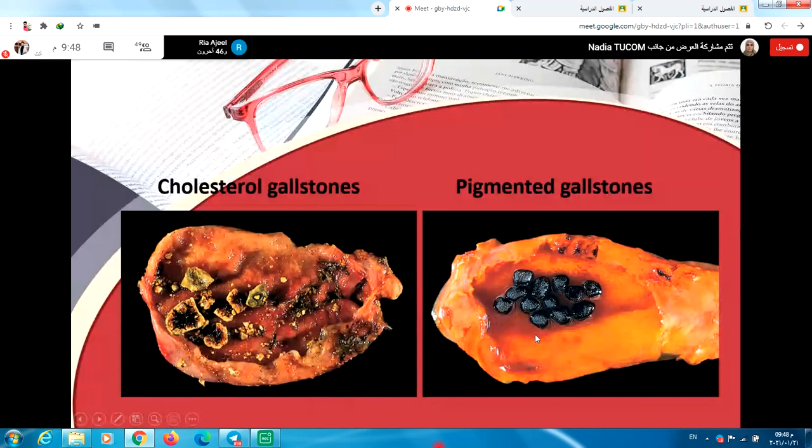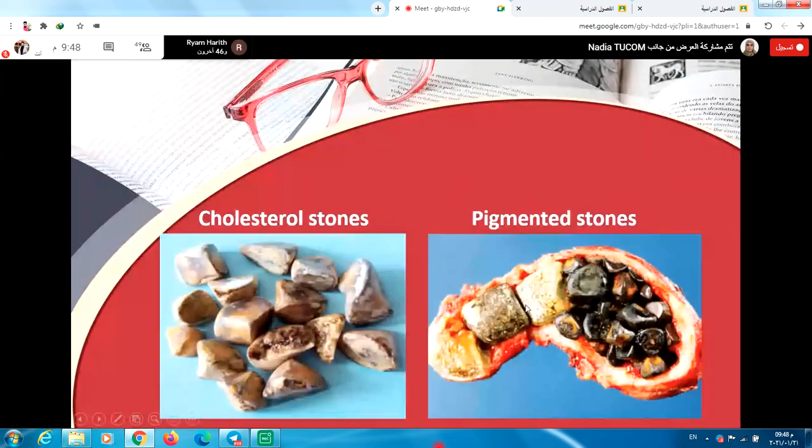So this is a mixed type, where both pigmented and cholesterol stones are seen. It can be related to stasis of the bile and also associated infection, ascending infection of the biliary passages.